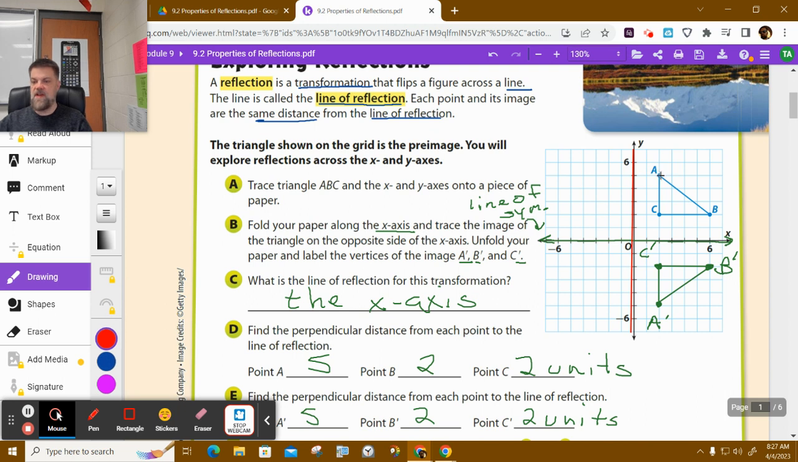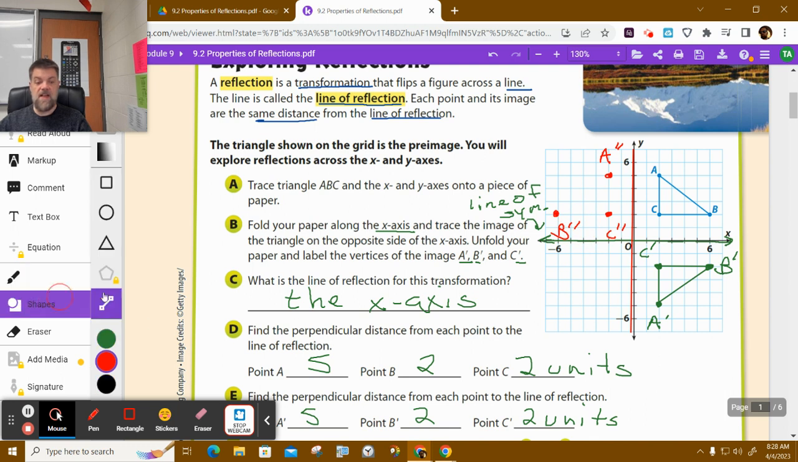So now what I'm going to do is I'm going to go 1, 2 units to this thing, and I'm going to go 2 units over here. So this is my A double prime. And then I'm going to go 1, 2 units to the line of reflection, and I'm going to go 1, 2 units for my C double prime. And then B goes 1, 2, 3, 4, 5, 6. So I'm going to go how many spaces? 6. Yep. 1, 2, 3, 4, 5, 6. And that's my B double prime. And we're going to connect the dots.